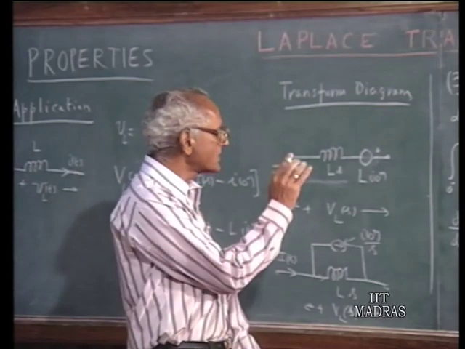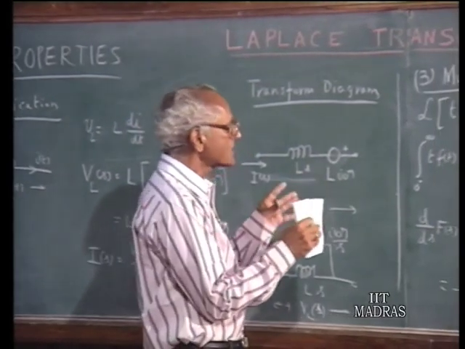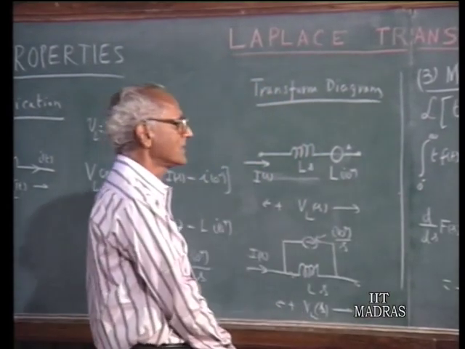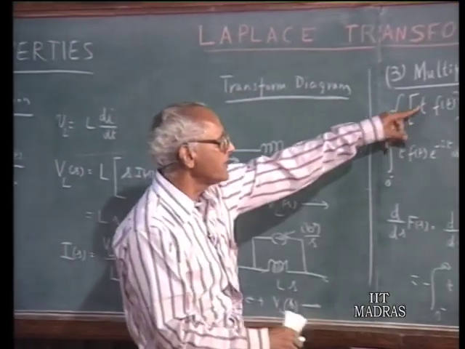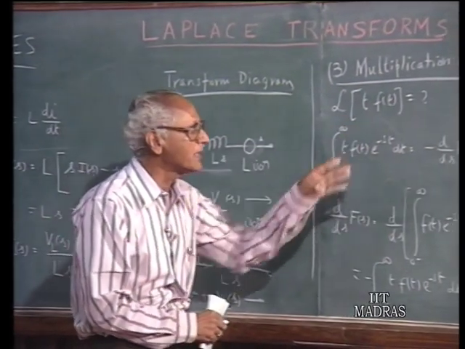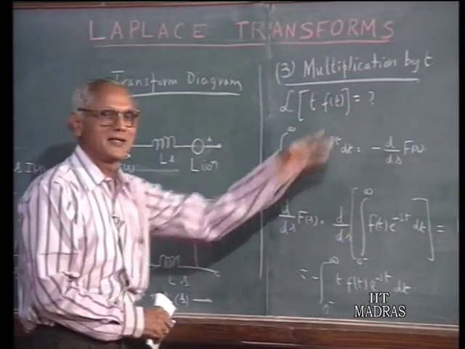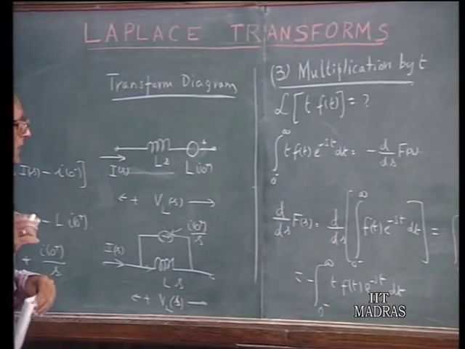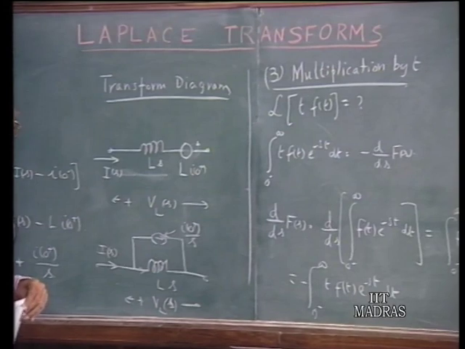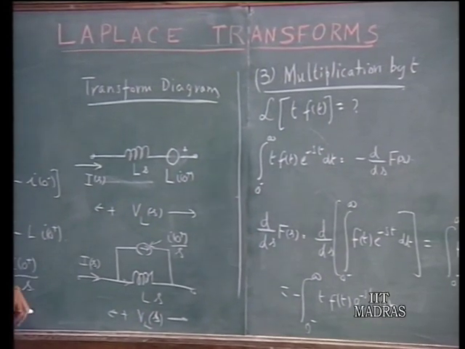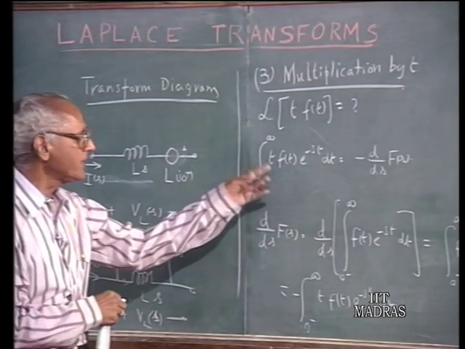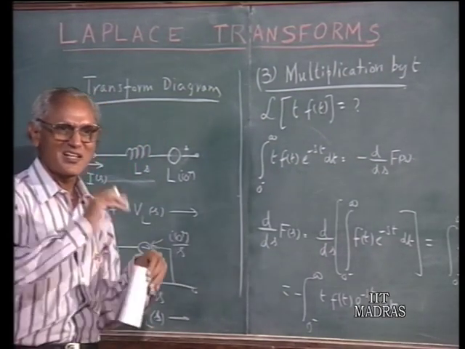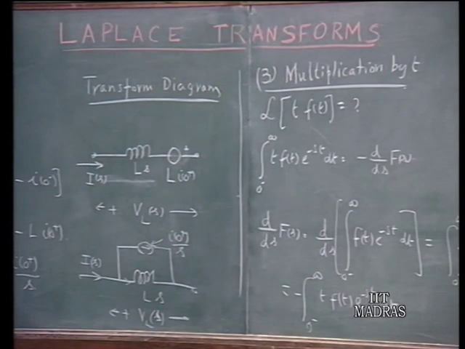So, you can see that there is a nice arrangement here. You multiply by t, you get minus d by ds of this. On the other hand, when you take the derivative of f(t), df by dt, you are multiplying that by s, s F(s). In the derivative formula, d by dt of f(t) has the Laplace transform s times F(s). On the other hand, when you multiply by t, it is d by ds of F(s), except for this negative sign; somewhat of a dual relationship exists.